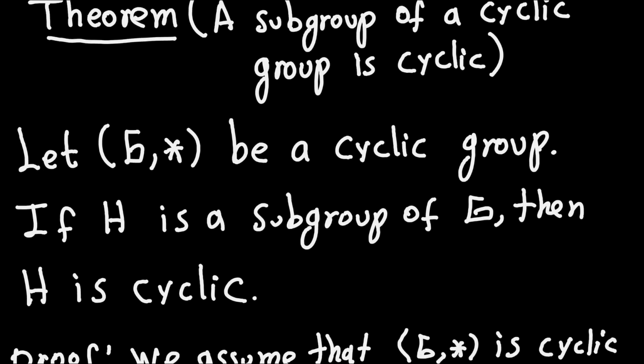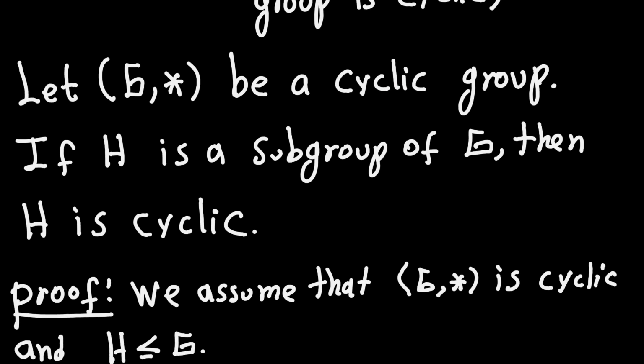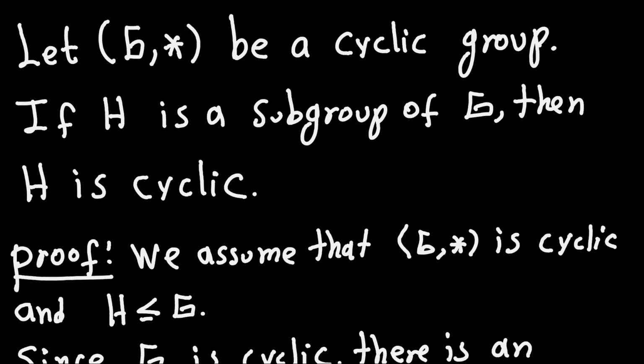All right, so as the title of the theorem says, let's look at this precise statement. So we have a cyclic group, so that means that this group G here is generated by a single element. So G is all powers of a single element. So if you have a subgroup of the G, then the subgroup will also be cyclic. All right, so any subgroup of a cyclic group is cyclic.